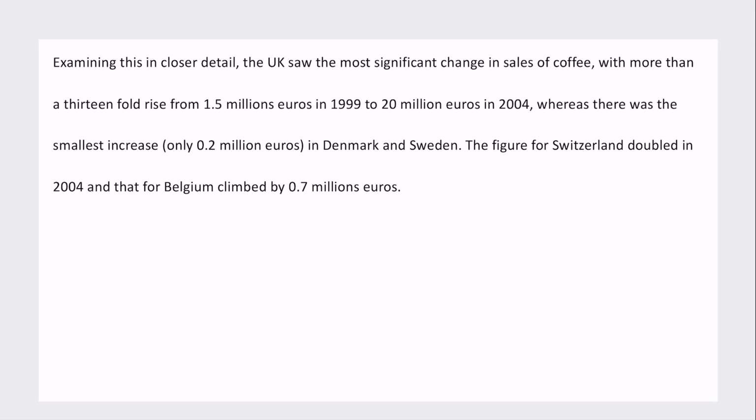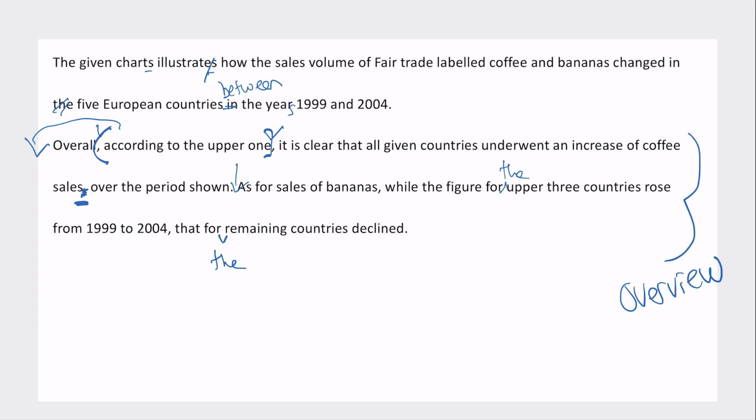So then we're going to go into detail, and this is where we're going to talk about specific country names. This is where you bring in all the detailed figures and numbers. You don't need to put any numbers necessarily in your overview. I like that they're just focusing on increases and decreases.